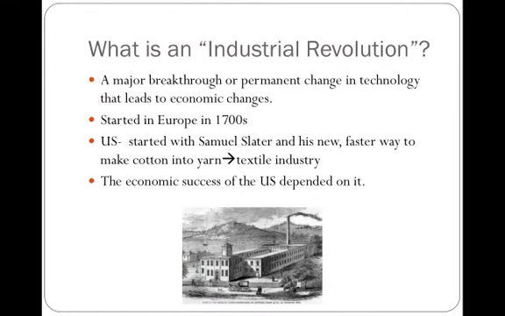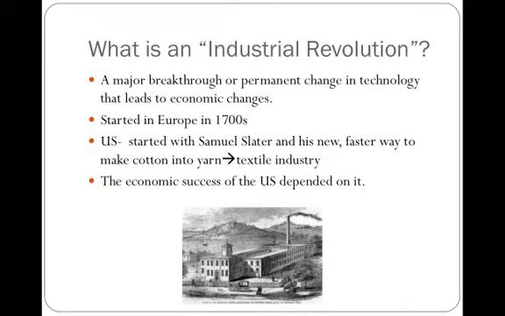So what is an industrial revolution? It is a major breakthrough or permanent change in technology that leads to economic changes. So we've discussed in the past what a revolution means, and it's basically a change. And in this case, with an industrial revolution, it's how industry changes through new developments in technology. So this is where you're going to see a lot of inventions being made that make life easier and make production quicker. It started in Europe in the 1700s, and the U.S.